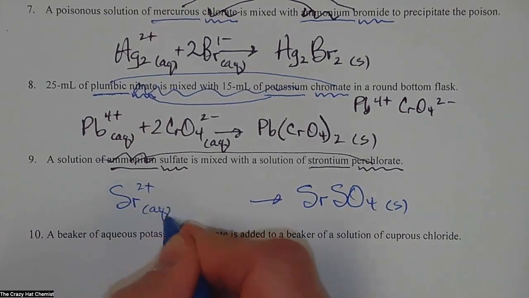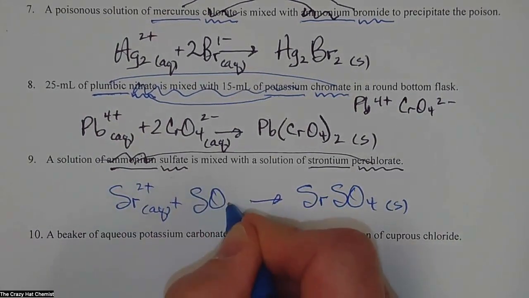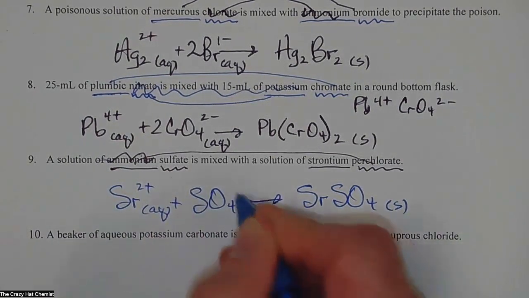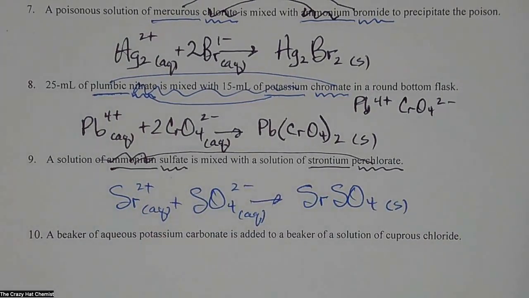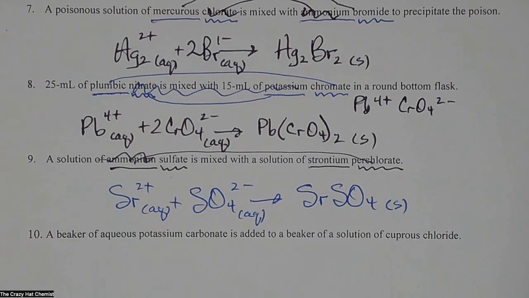And be careful on this because strontium is a 2 plus. That's aqueous. And sulfate is a 2 minus, and that's aqueous, okay? Notice that the two charges disappeared. Why? Because it's the 1-to-1 ratio. Yeah, cool.